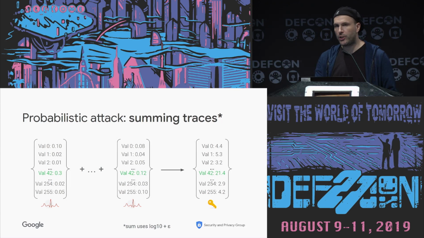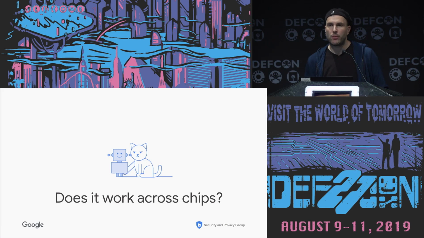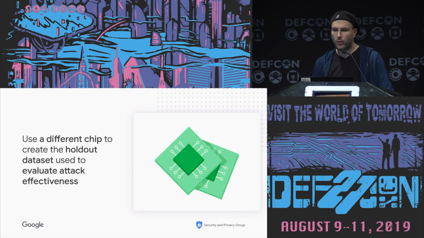Also, we cheated here again. We use log 10 to accumulate traces because that's the correct way to do it mathematically, just for people who try to do it. And then, an important thing we found out that very few people did in the literature is making sure it works across chips. The way we do that is we train the model on one chip, but then when we do the real attack, we do it on a second chip, because we want to make sure that the model generalizes around the differences between chips which are from the same family, right?